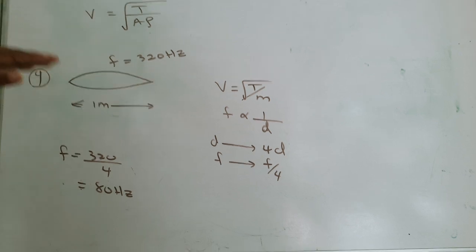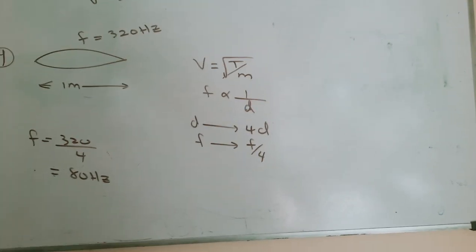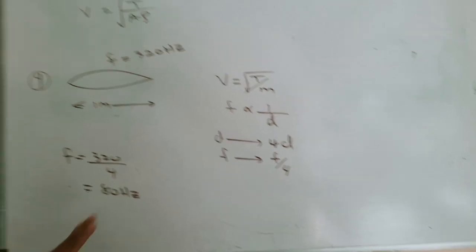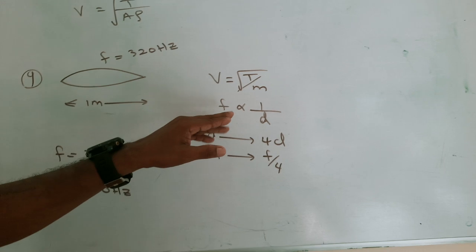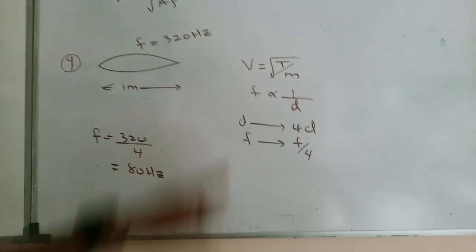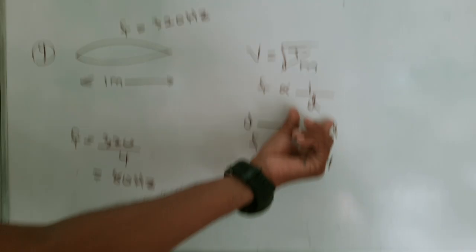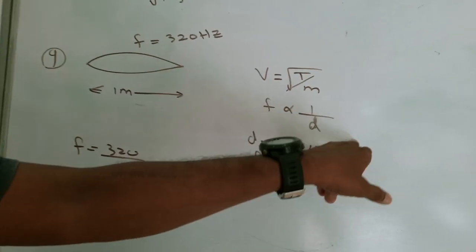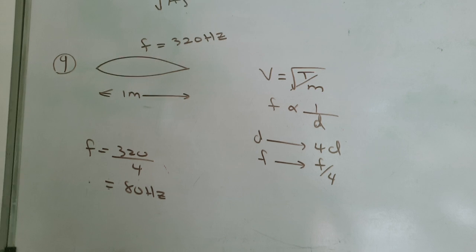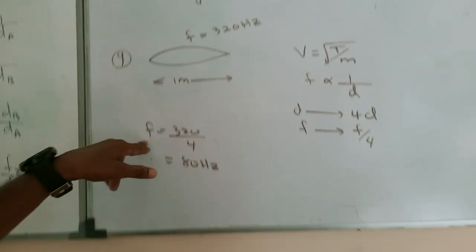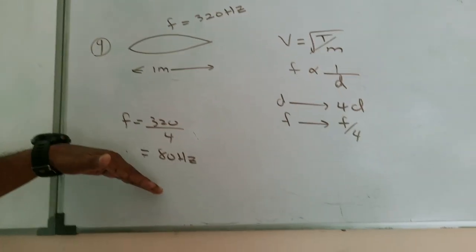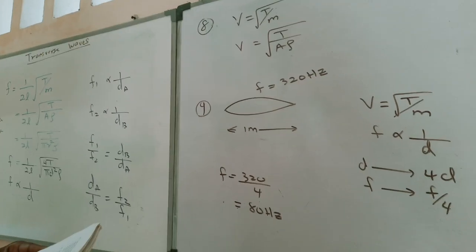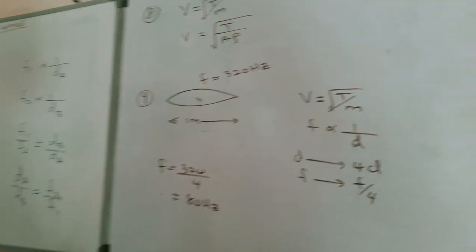In the first instance the diameter is D and the frequency is 320 hertz. In the second instance the diameter is 4 times, 4D, so the frequency is F by 4. F is inversely proportional to D: if D increases, F decreases. When the diameter increases 4 times, the frequency decreases by 4 times. So the answer is 80 hertz. From 320 hertz, if the diameter increases, the frequency becomes 80 hertz. That is question number 9, from the year 1998. That's all.